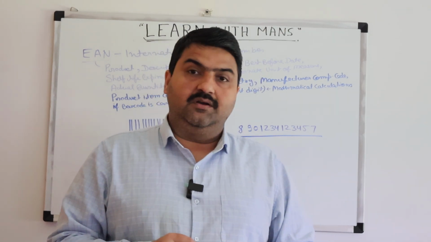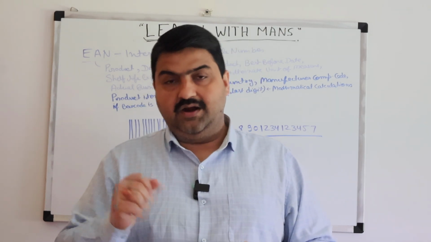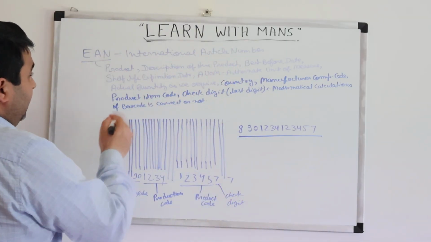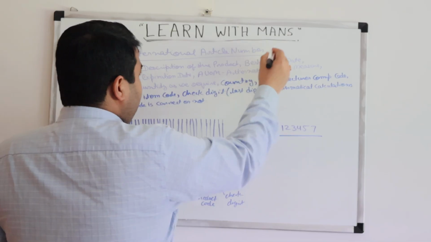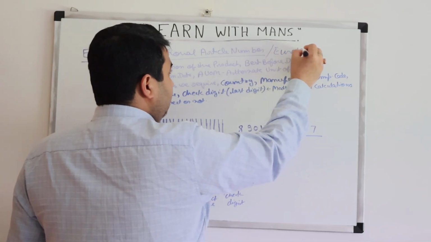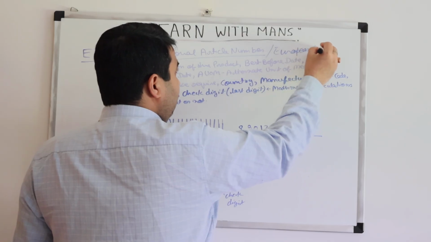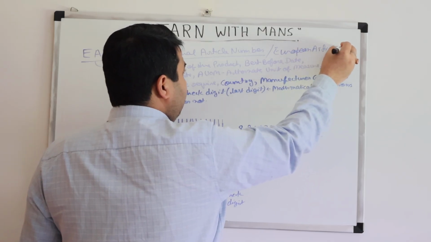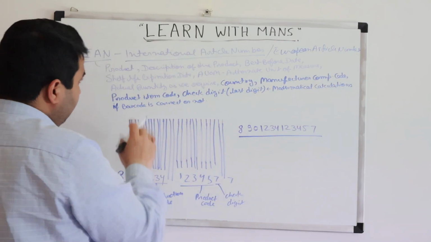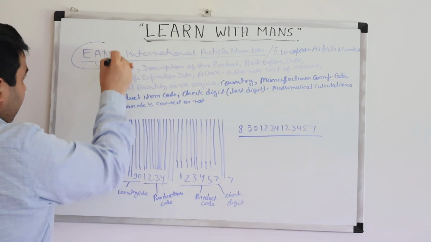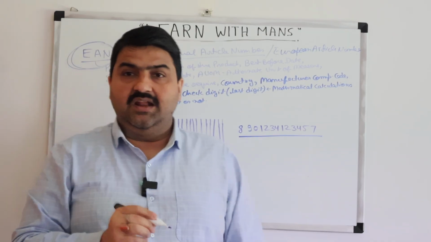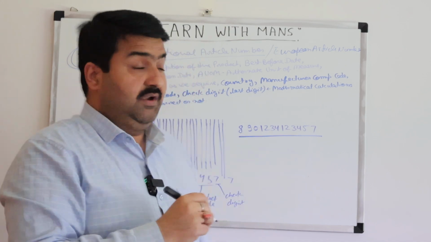international article number or European article number. Both are similar, so in short form we call it EAN, International Article Number or European Article Number. So what does this EAN contain, what are the properties, I am going to show you.